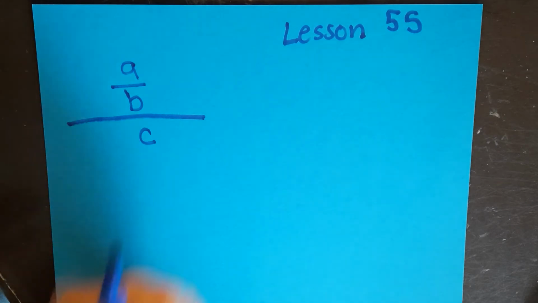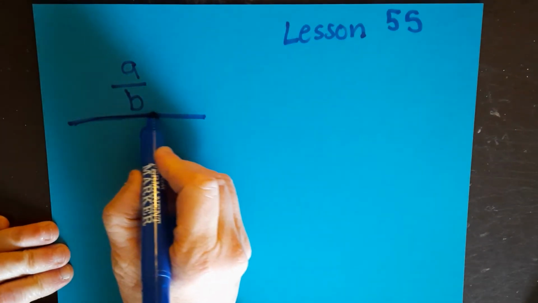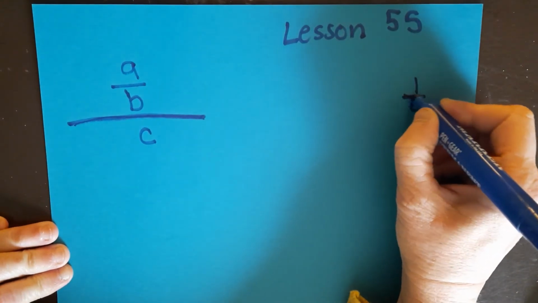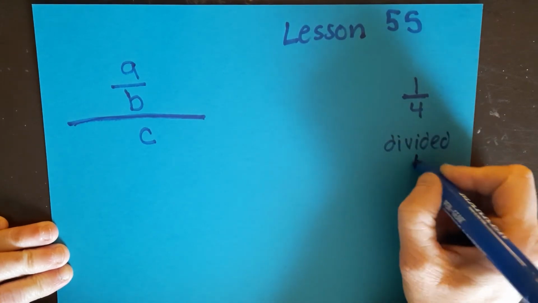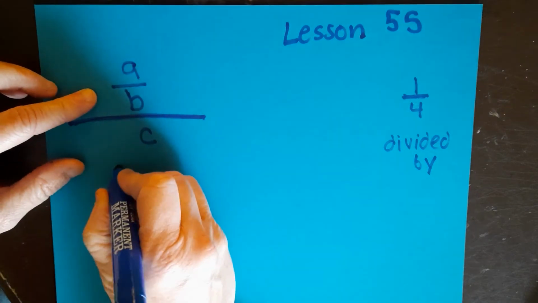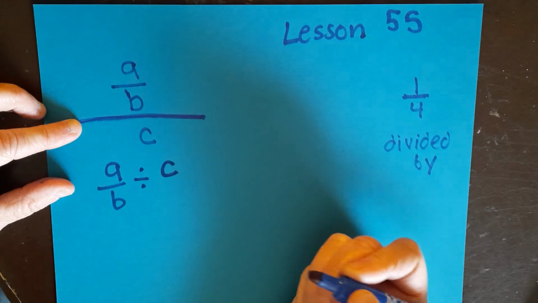Well, how do we simplify that? This is the best way to remember that. If we remember that this sign right here in a fraction, like in the fraction 1 over 4, that sign right there means divided by. Remember, we wrote that in our math tips a long time ago. But if we remember that, then this becomes easy. This means a over b divided by c.